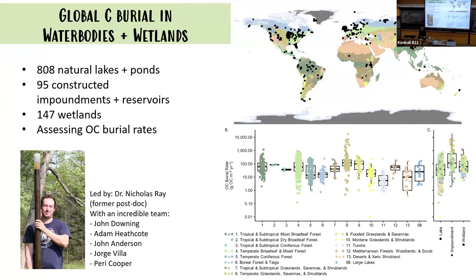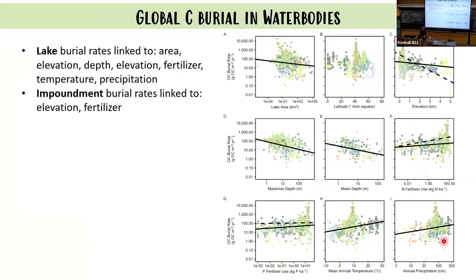So what you have here is the global map showing the distribution of all the sites that we have now in our data set. What you have on the y-axis here is these different biomes, because we're seeing differences if a water body is located in the agricultural Midwest of the United States versus in a temperate forest biome. And now we've been looking at what are the drivers of carbon burial. Just like we were thinking about what are the drivers of methane emissions, we're thinking about what are the drivers of carbon burial rates. And on this figure, we have lakes and impoundments. If a relationship is significant for lakes, it's a solid line. If a relationship is significant for reservoirs, it's a dashed line.